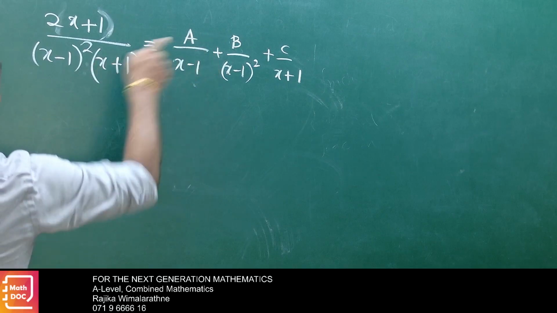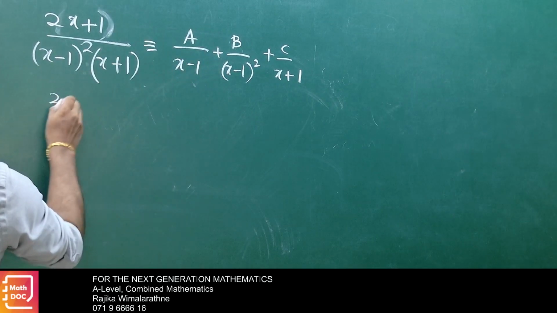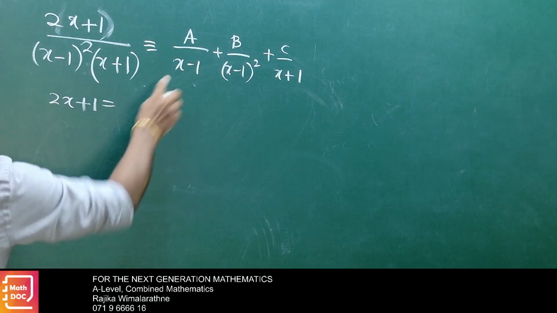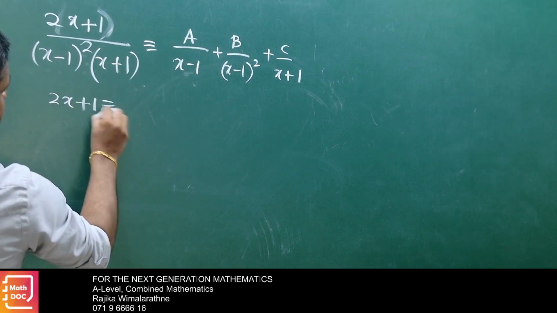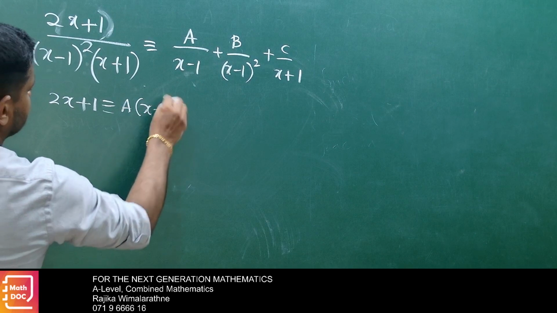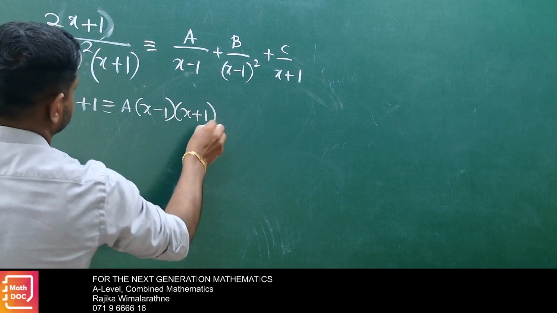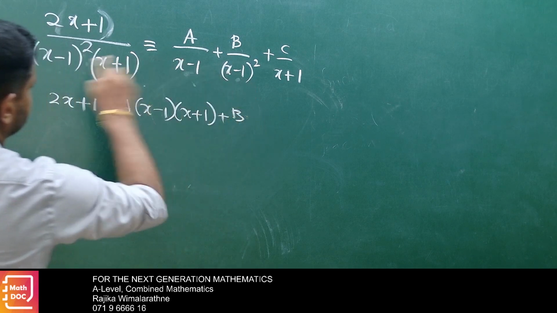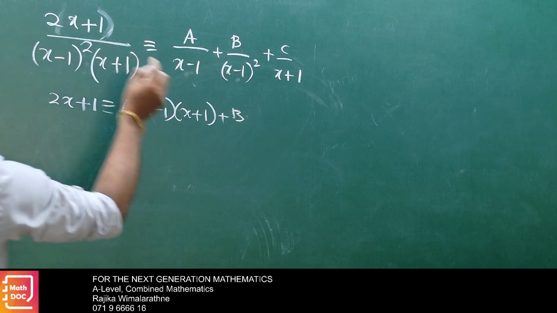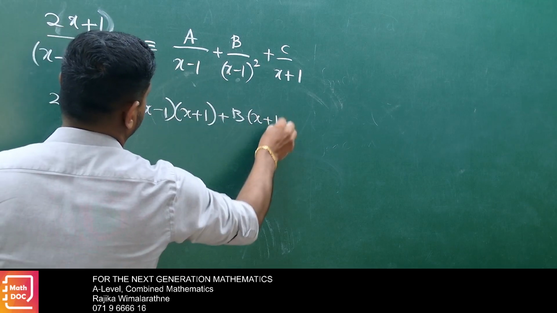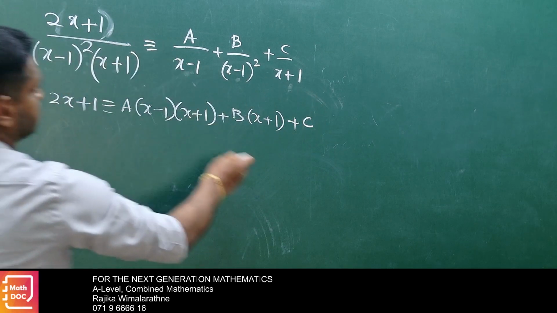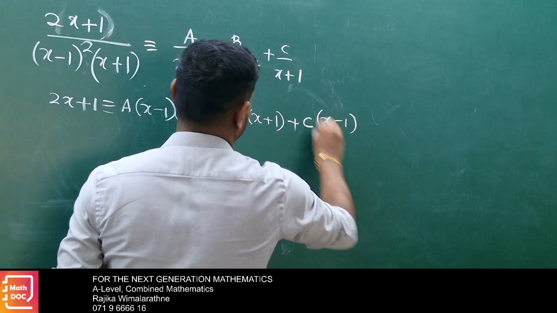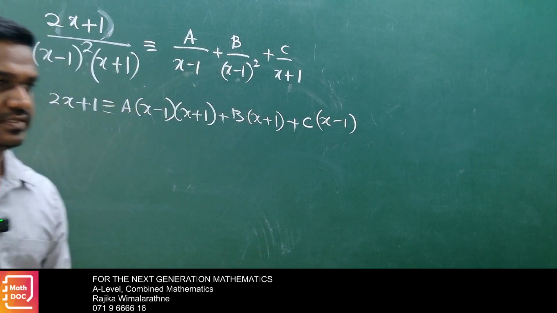Then multiply by the denominator factors, 2x plus 1. So we have 1 times x minus 1. You cancel one, write the remaining: A into x minus 1, x plus 1. Here x minus 1 squared, you forget this part, remaining factor you write here: B times x plus 1. C into x minus 1 squared.